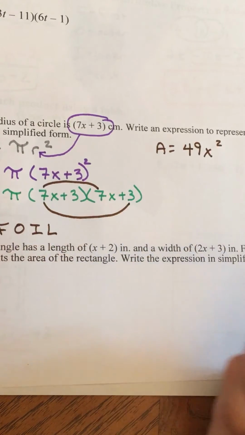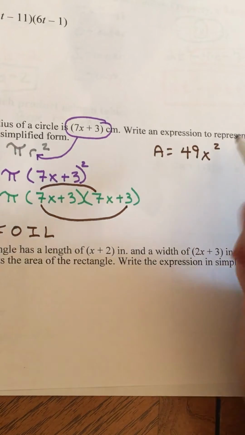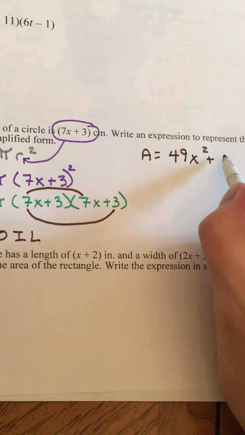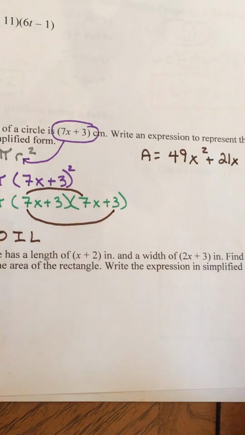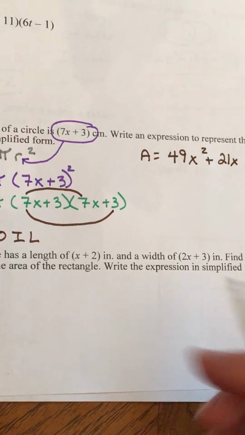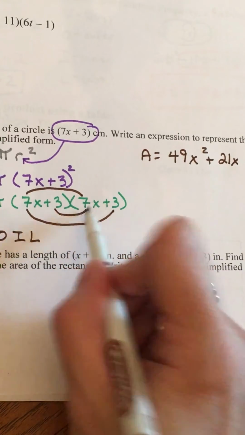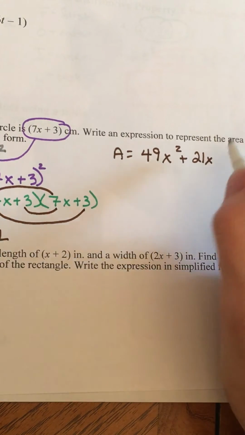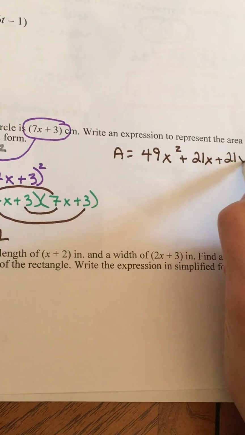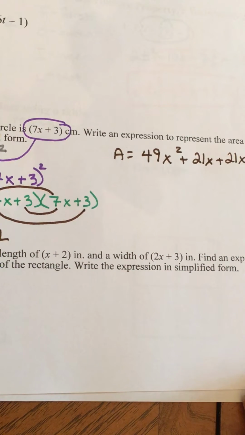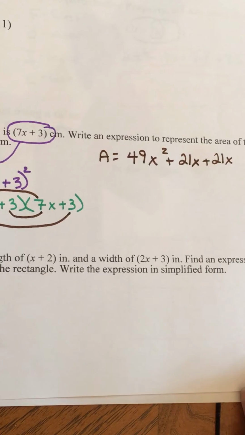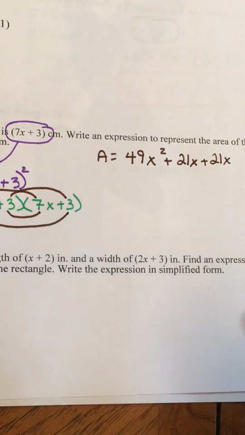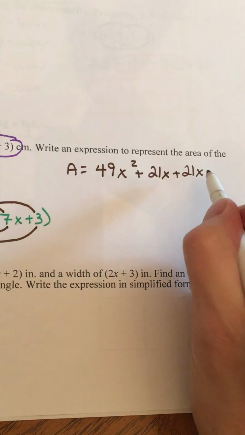Outer. A positive times a positive, that's a positive. 7x times 3, 21x. Inner. A positive times a positive, still a positive. 3 times 7x, 21x. And last, a positive times a positive is a positive. 3 times 3 is 9.